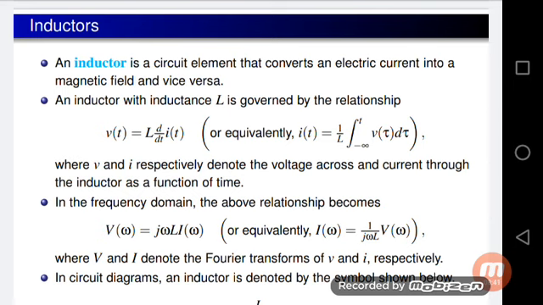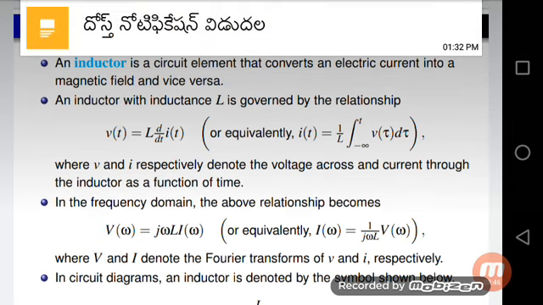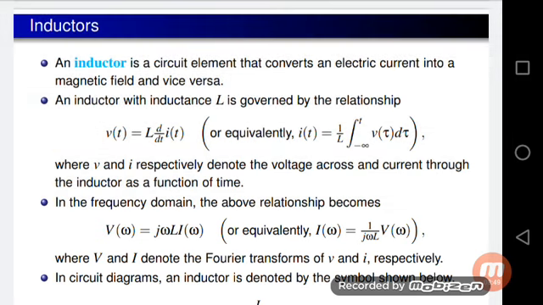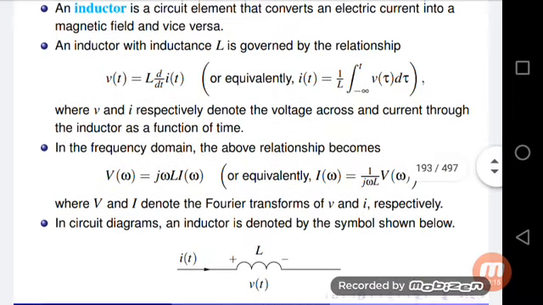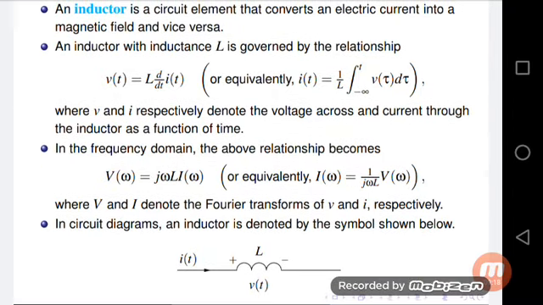That means in the frequency domain, the inductance will be represented as V of omega equal to j omega L I of omega, or equivalently I of omega equal to 1 by j omega L V of omega, where I and V denote the Fourier transforms of I and V respectively, and the related circuit diagram or symbol of the inductor is like this: I of t, V of t.